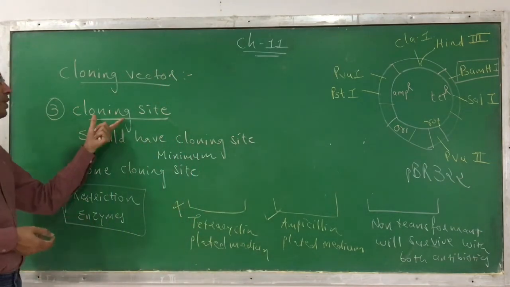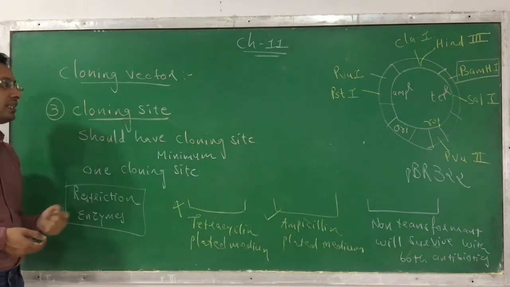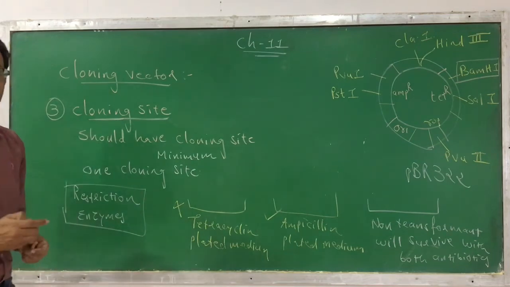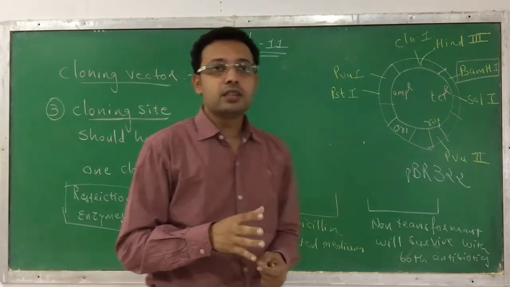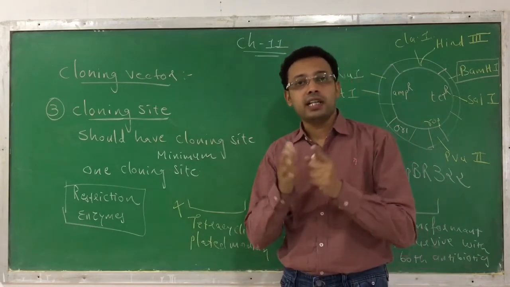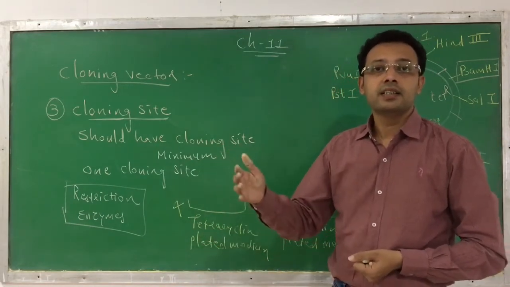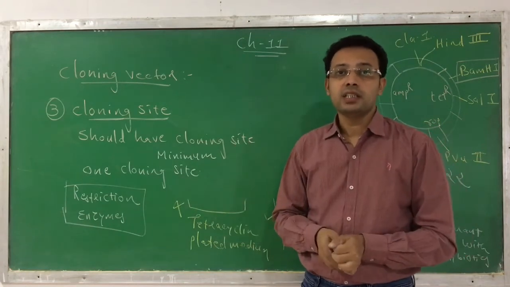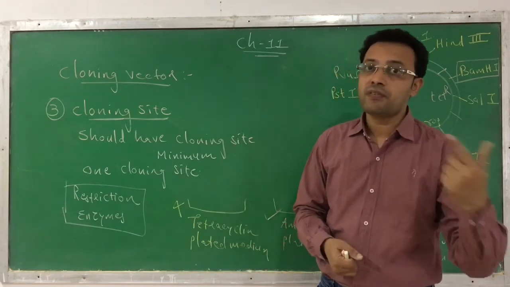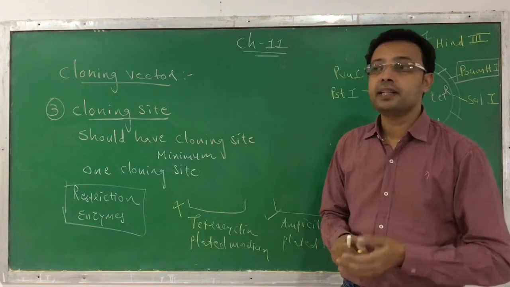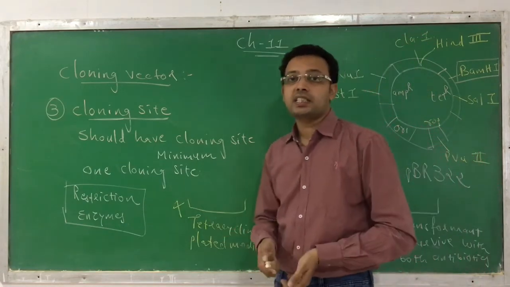So the ultimate point is that it should have a cloning site, should have a minimum number of cloning sites, like one. The fewer there are, the fewer fragments or pieces will form, and that will be easier. And the more cloning sites there are, the more pieces or fragments will form, and that complicates the process. So this is acting as a cloning vector.